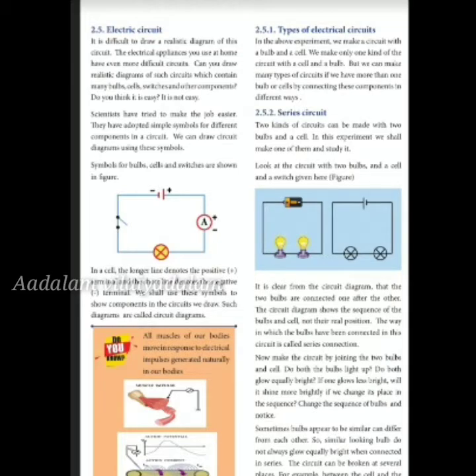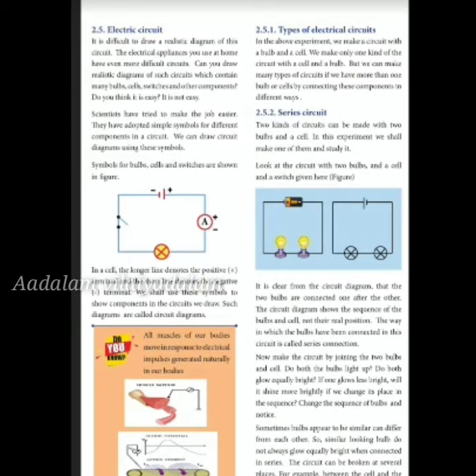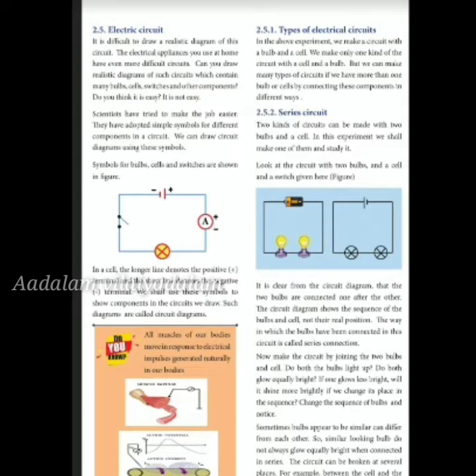Because the first bulb in the series gets more current compared to the second bulb, or other disturbances may occur because of which both bulbs do not have the same brightness. The brightness will appear different even for the same looking kind of bulbs. Sometimes bulbs that appear similar can differ from each other. So similar looking bulbs do not always glow equally bright when connected in series. The circuit can be broken at several places, for example, between the cell and the bulb, or between the two bulbs.